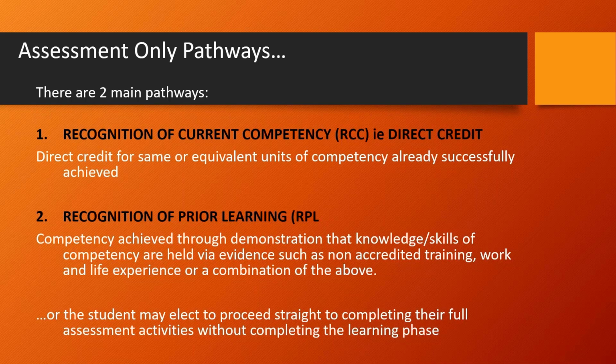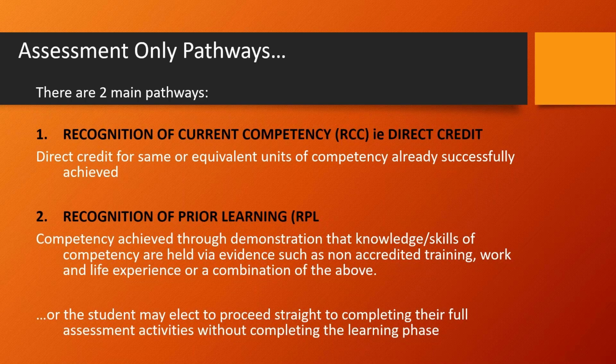It is possible, though, that if you've got a candidate who attests to the fact that they hold the skills and knowledge already, but they can't round up sufficient evidence, so they may not have been good at record keeping, or it was privacy restricted or something like that, you may elect to have them proceed straight to completing the full assessment activities. So they can skip the bit about having to learn the content and go straight to the assessment itself. So that's another assessment-only pathway. But the main two are RCC and RPL, is what we call those ones.